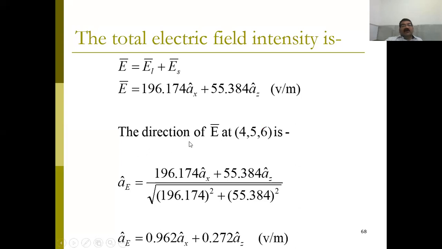Now what is asked? The direction of E at 4, 5, 6. This is what you have calculated as the answer. Now they have asked for the direction. Direction means you have to calculate the unit vector, which is the vector divided by its magnitude. So this is the unit vector, the direction of E at the point due to these two charges, the line charge and the surface charge. Is it okay? I hope this one problem has covered multiple problems.